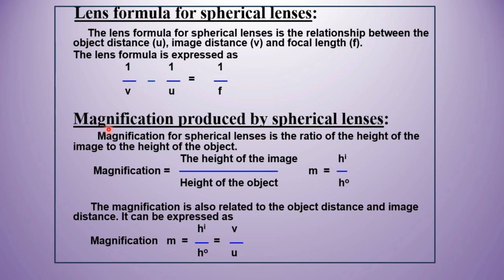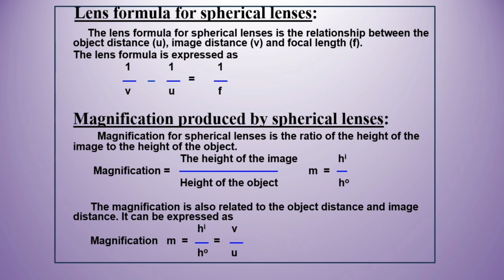The next topic is the magnification produced by spherical lenses. Magnification for spherical lenses is the ratio of the height of the image to the height of the object. This magnification is denoted as m is equal to h of i, where i means image, divided by h of o, where o means object. The magnification is also related to the object distance and image distance. It can be expressed as follows: v by u is equal to magnification.